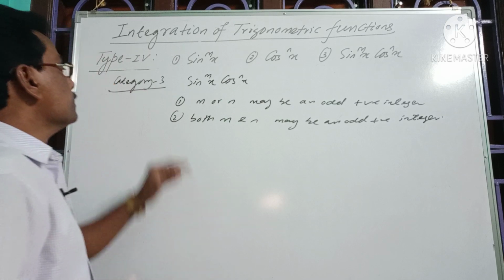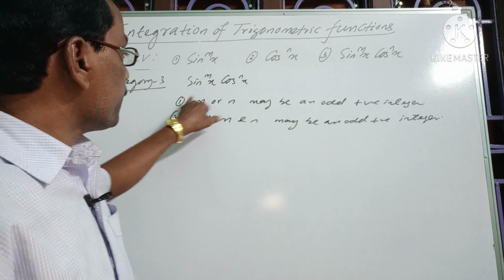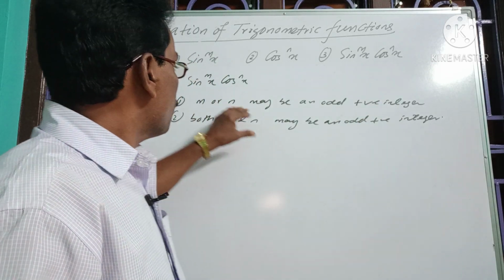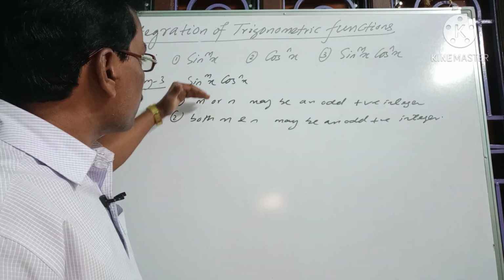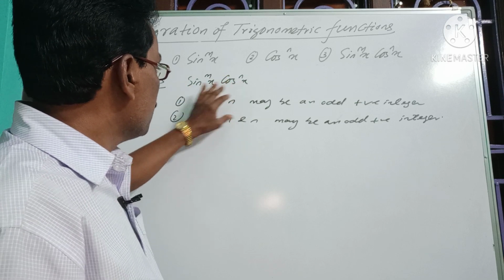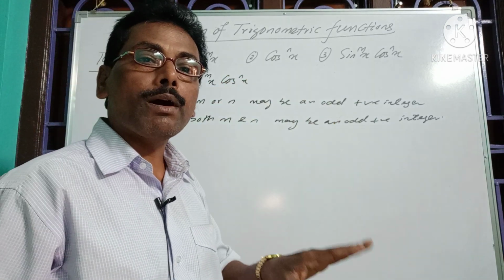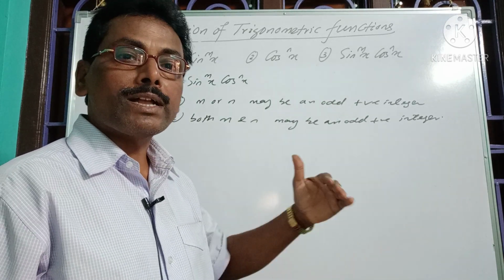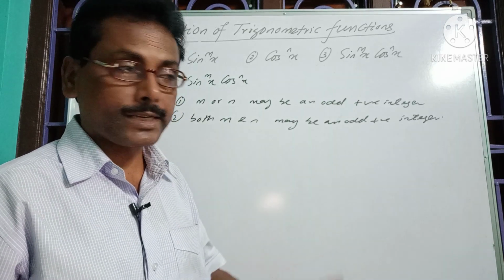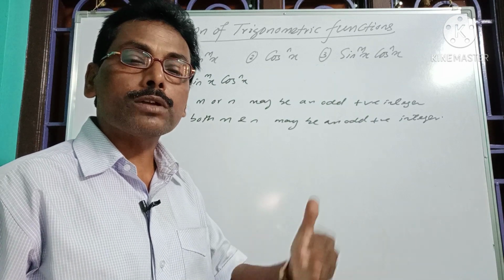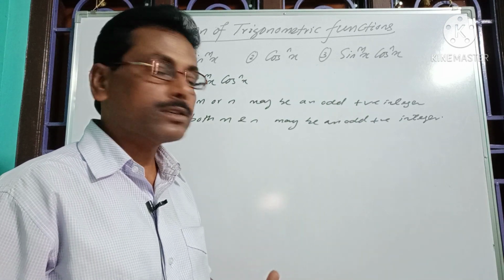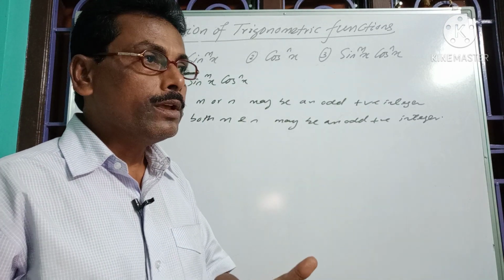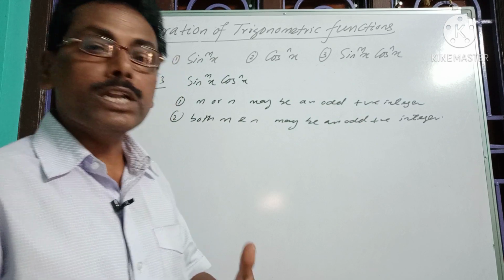So in case 1, if m or n is an odd positive integer, we have to take one factor out of the odd power of the sine function or cosine function out of the integral. The remaining even power of sine or cosine function will be broken into the form of 1 minus sine square x or 1 minus cos square x. Then we will apply the method of substitution to integrate the given integral, because after substitution and differentiation the integral will be transformed into a rational function of v or a polynomial function of v.